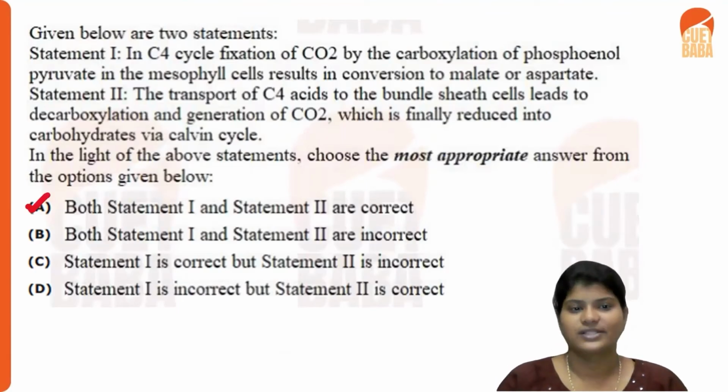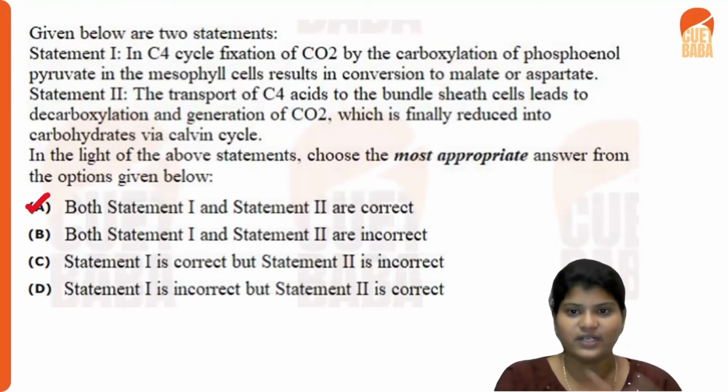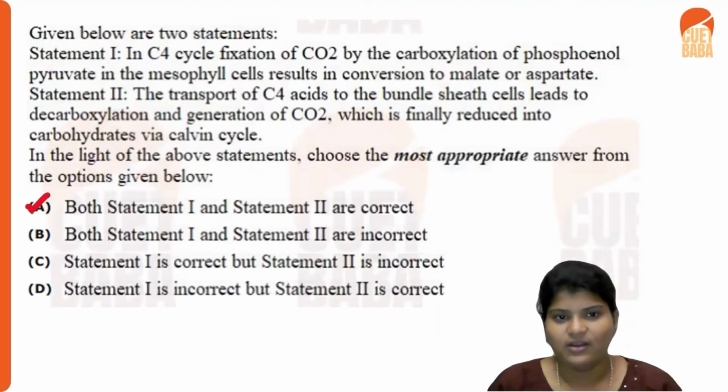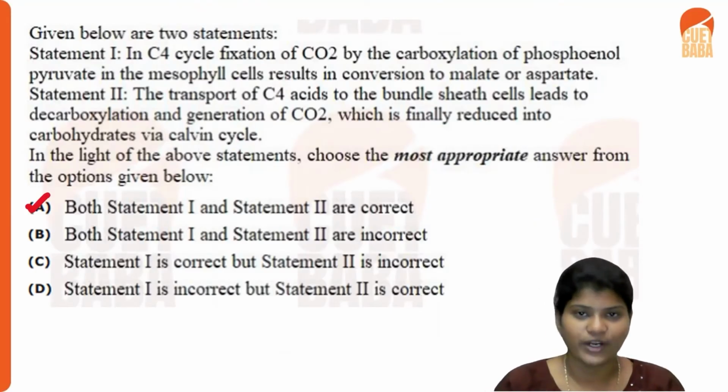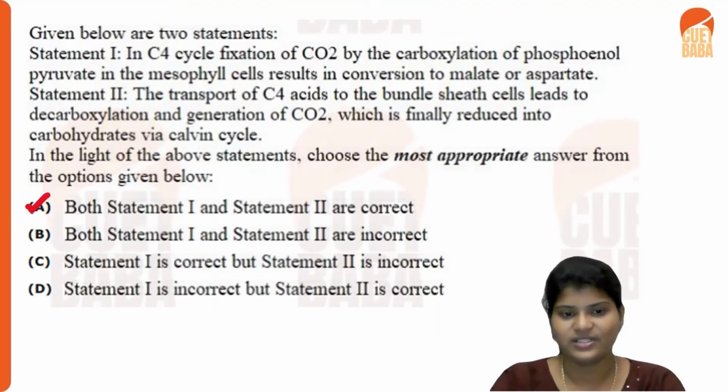Okay, so for C4 cycle fixation, the carboxylation of phosphoenol pyruvate will be happening in the mesophyll cells. It will convert to malate and aspartate. As well as that, the C4 acids will be transported to the bundle sheath. While transferring, there will be decarboxylation and a release of CO2 molecules. Then the carbohydrate, the glucose molecules, will be reduced with the help of the Calvin cycle. So both statements 1 and 2 are correct.